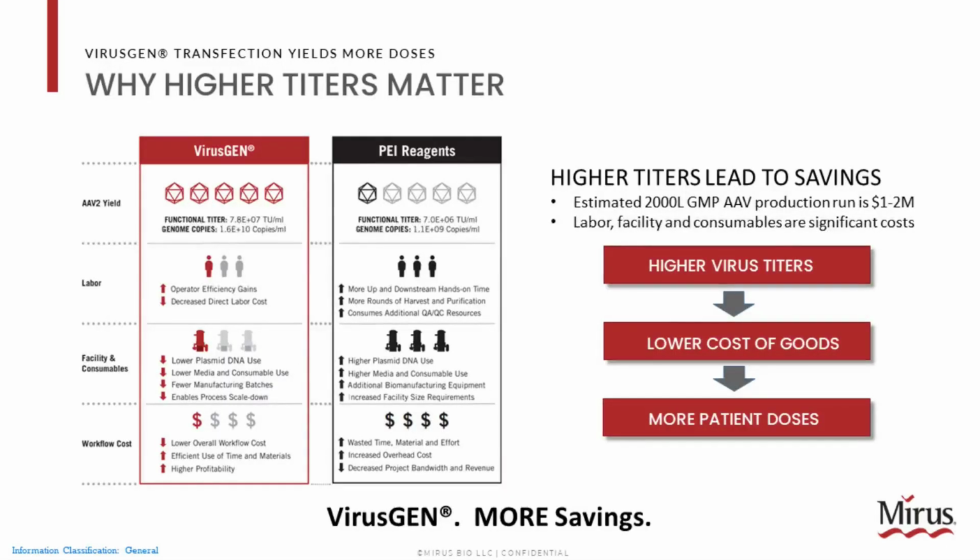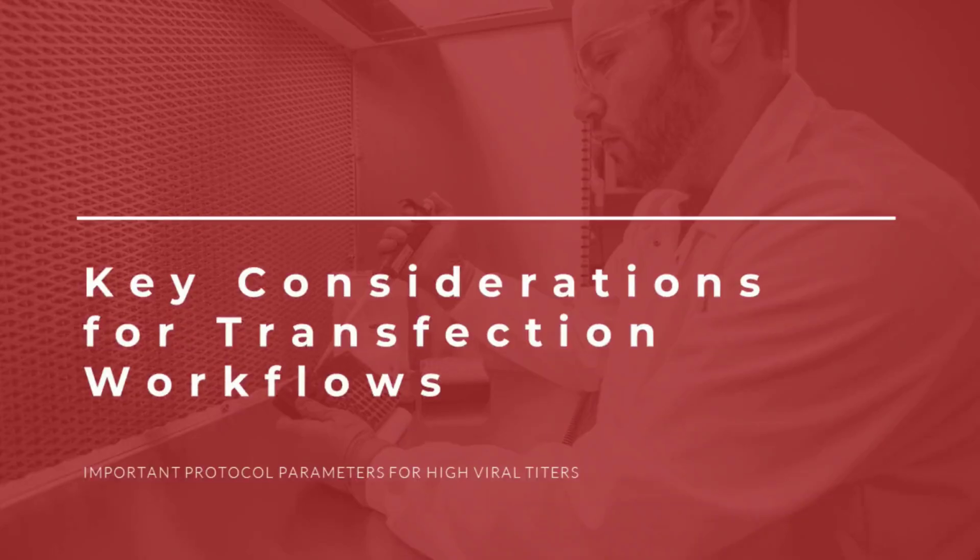Transfection might only be one small step in a viral vector process, but it is one of the key steps in getting higher titers. Higher titers means fewer runs, which means less labor, less facility capex, and ultimately means that you can get more virus for less cost, giving you more savings in your process. And now we'll look at some of those key considerations for transfection workflows that are important to getting those higher titers.